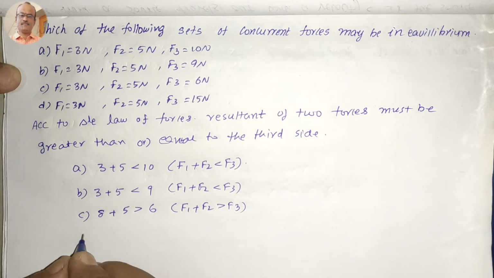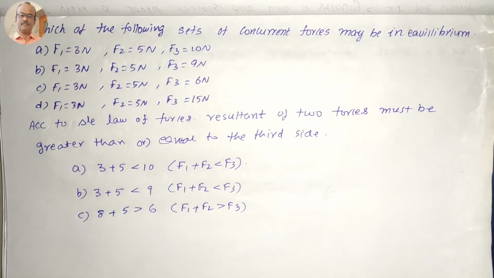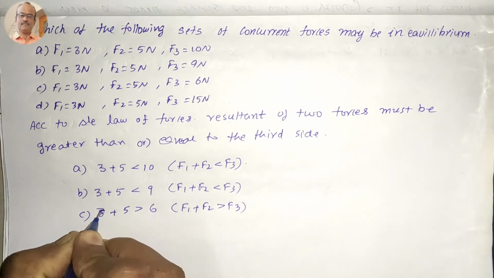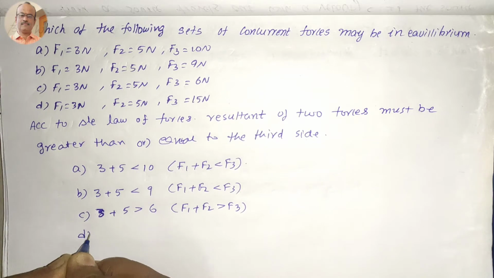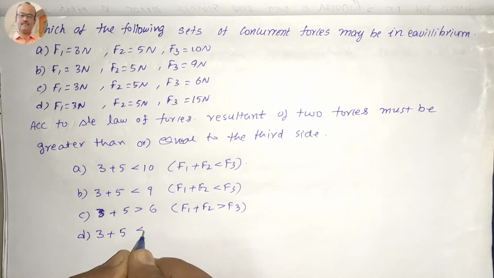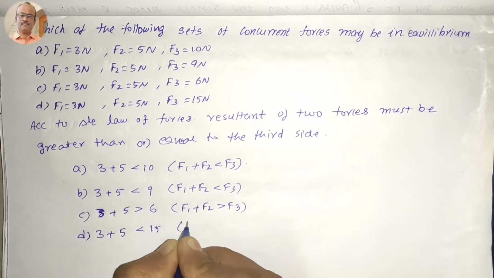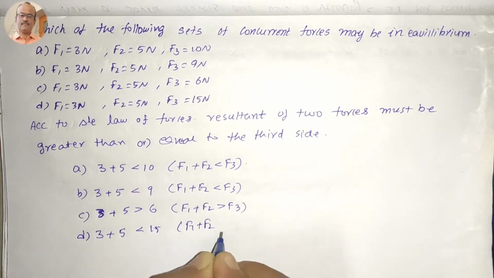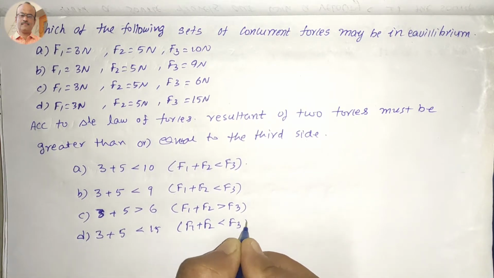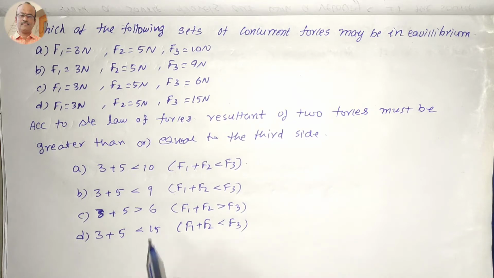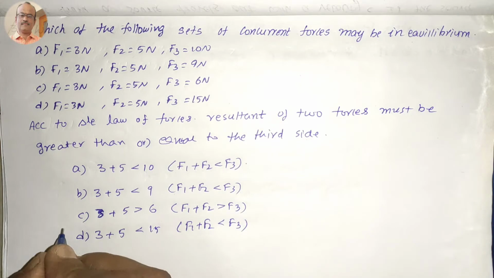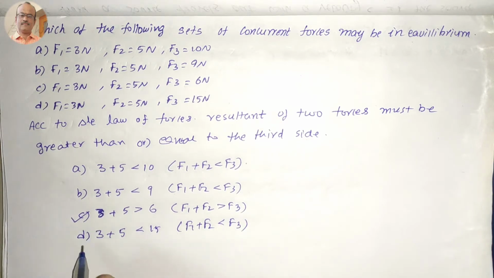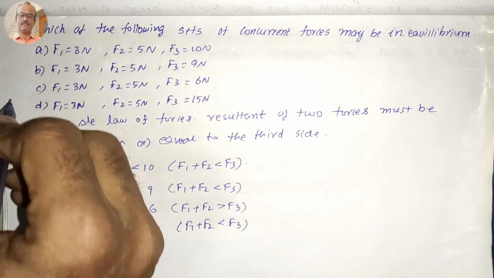Then afterwards here, sorry, here not 8, this is 3. 3 plus 5 greater than 6. And D, 3 plus 5 is less than 15. F1 plus F2 less than F3. So that means what happens here, out of all these ones, this law is suitable only for option C. So that means option C is the correct.